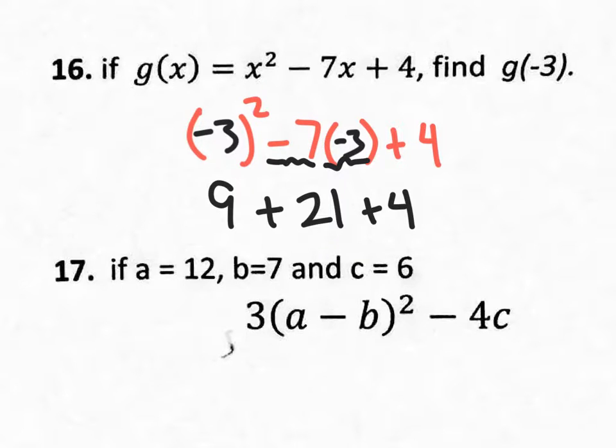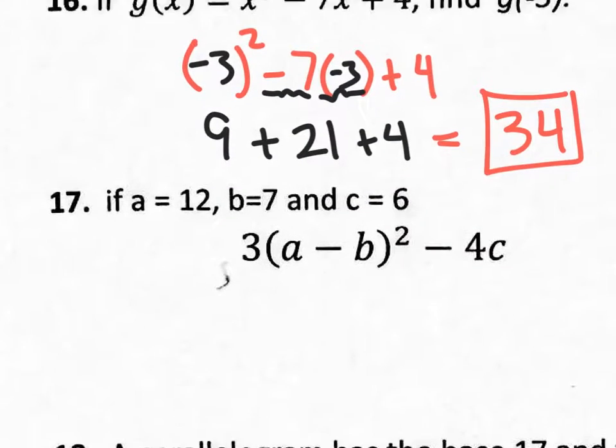And you're left with 9 plus 21 is 30. 30 plus 4 is 34. So your final answer is 34. Again, I'm hoping that you guys go back, watch this, pause it, try it on your own, then hit play. Moving on to number 17.